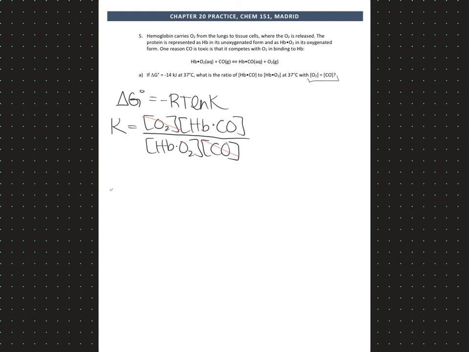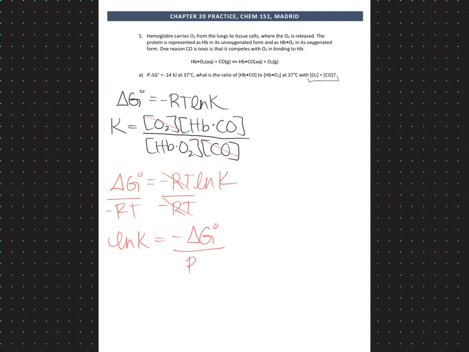So then I'm going to take my delta G naught equation and solve so that I just have K by itself. So I am going to set this equal to, again, negative RT natural log of K. I'm going to divide by negative RT on both sides. So therefore I have natural log of K is equal to negative delta G naught over RT. And to get rid of that natural log, I am going to do base e on both sides. So I have K is equal to e to the negative delta G naught over RT.